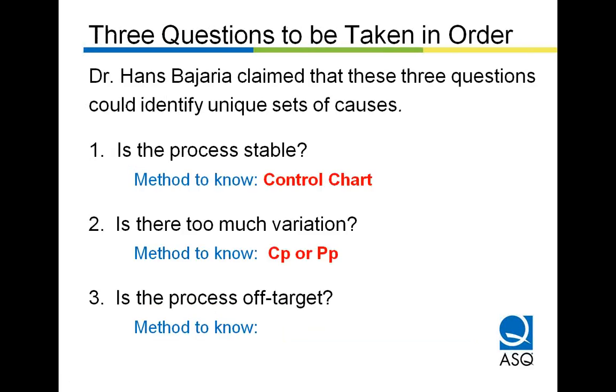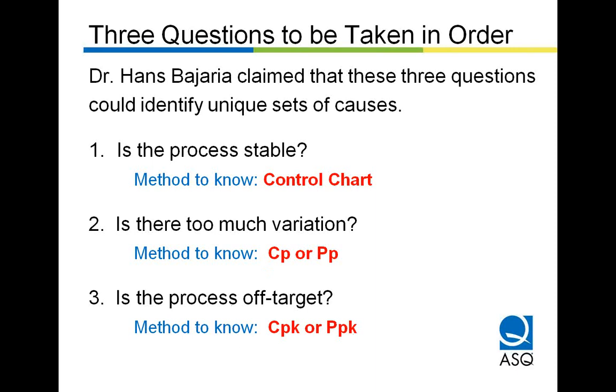So the question is, is the process off target? The statistic, the method to let us know, is CP and CPK. And if the value for CPK is quite a bit lower than CP, then we know that we're off target.